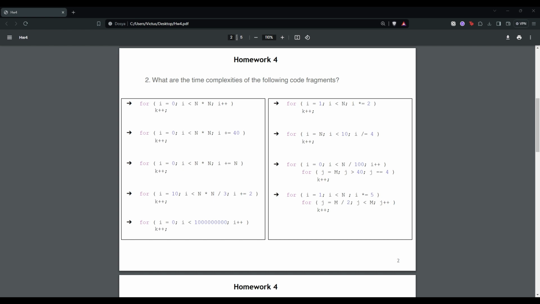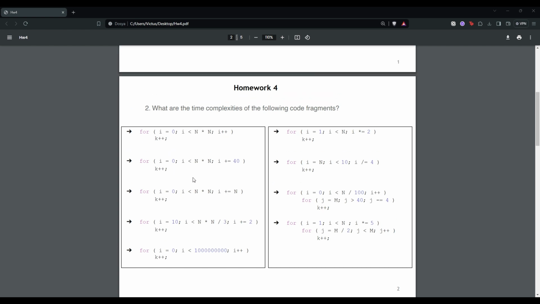Let's continue with the second question. What are the time complexities of the following code fragments? Start with the first one. This loop iterates n squared times, where k++ is executed in each iteration. Therefore, the time complexity is O(n^2).